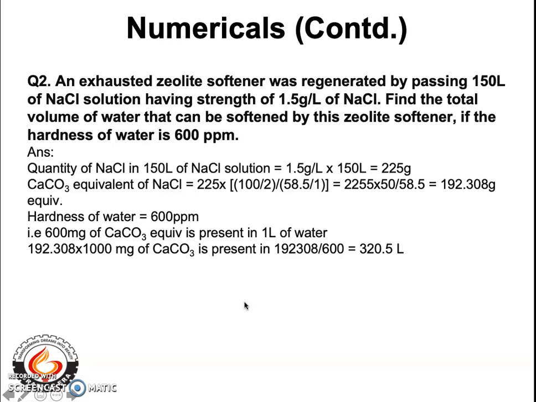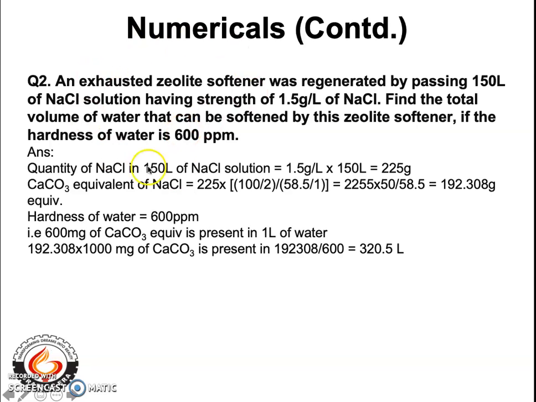Now let us go to a second type of numerical based on the zeolite process. The question is, an exhausted zeolite softener was regenerated by passing 150 liters of sodium chloride solution having a strength of 1.5 grams per liter of sodium chloride. Find the total volume of water that can be softened by this zeolite softener if the hardness of water is 600 ppm. As compared to the previous numerical, in this numerical we have to find the volume of water that can be softened by this zeolite softener, and the hardness of the water is already given.